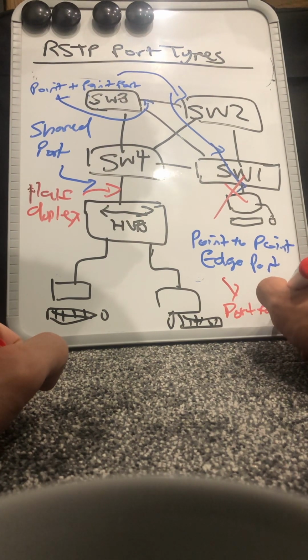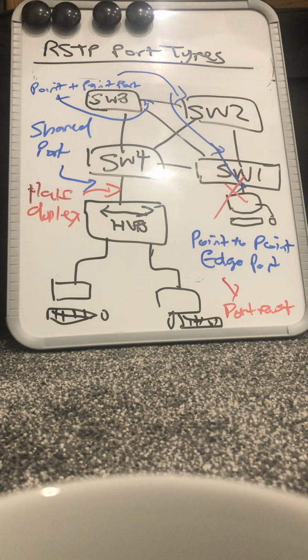I hope you find that useful, guys. It's simple, you just need to be able to differentiate between the two types of ports, but it's very easy. You look at the topology. This is something that could come up in the CCNA exam, and hopefully this video helps you guys. It certainly helped me in my revision, and I hope you find it useful as well.